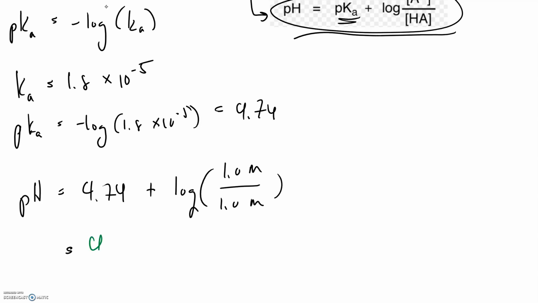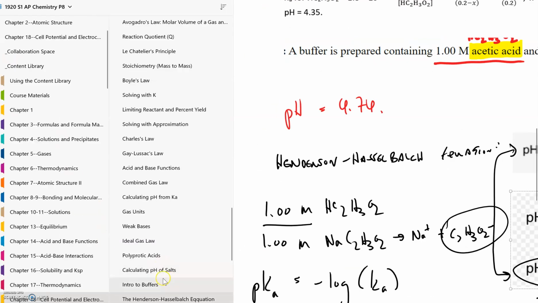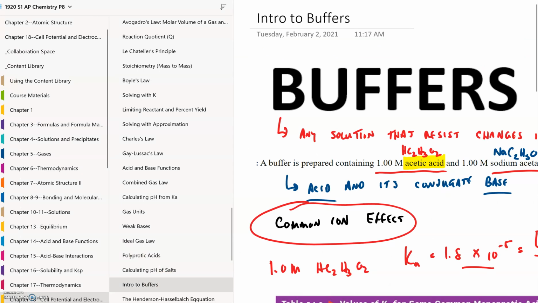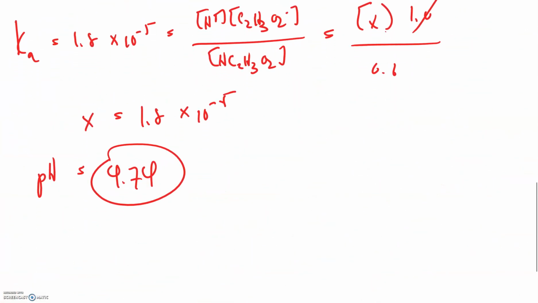Isn't that interesting? 4.74. Isn't that the answer to the same problem we got last night when we did this? And I seem to recall that it was. Let's go to my notes. And it says that when we did this exact problem, we got a pH of 4.74. So it seems like the Henderson-Hasselbalch equation cuts a few steps out of the whole process.